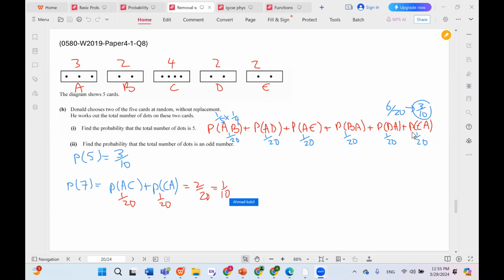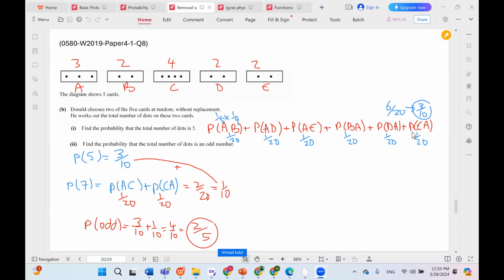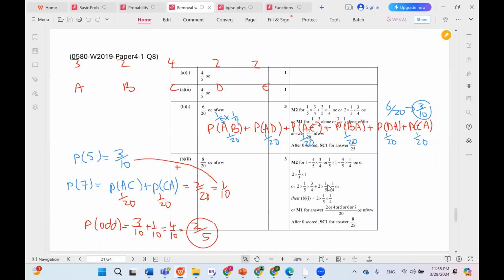So therefore, the total probability is the sum of these two numbers added to each other. So the total probability of an odd sum is going to be 3 over 10 plus 1 over 10. And this gives us 4 over 10, which is equal to 2 over 5. And that would be our final answer. In double I, they got 8 over 20. Of course, 8 over 20, if you simplify it, if you divide by 4 up and down, you get 2 over 5. So it's the same answer, and we are fine. This is the correct answer here.